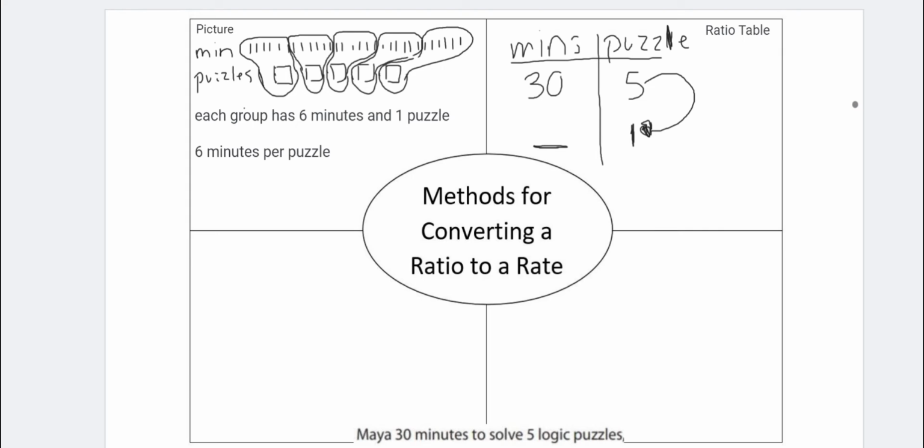That should be pretty straightforward, but I want to connect this example to the picture here. When you take something and split it into equal groups, that's division. So technically in this picture we drew, we still divided. We just didn't use a division sign. And in this table, instead of drawing a picture, we're going to actually use the division sign. So to start with 5 puzzles and go to 1 puzzle, you're going to divide that by 5. What you do to one side of the table, you must do to the other.